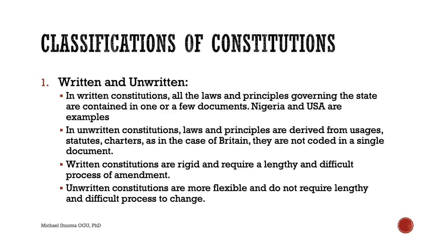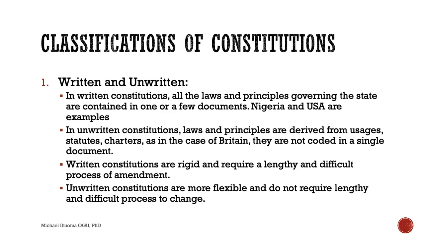Now, how are constitutions classified? There are 2 broad classifications of constitutions. There's the written and unwritten constitution, and there's the federal and unitary constitution. The written and unwritten are basically 2 sides of the same coin. The written constitution refers to laws or rules that are contained in one single document, or maybe in a few documents. These rules that guide the behavior of states are contained in these few documents. Examples of states that use such constitutions are Nigeria and the US.